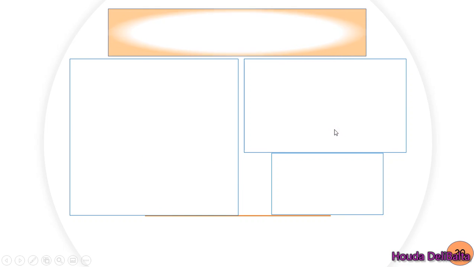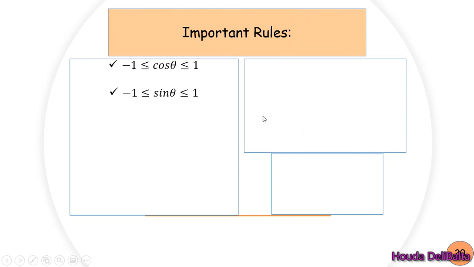Okay, dear students, and here are important rules that you have to keep in mind. The first remark is that cosine theta and sine theta are both bounded between -1 and 1. Why? Let's see why sine and cosine should be bounded between -1 and 1.